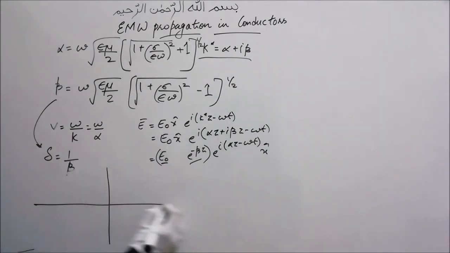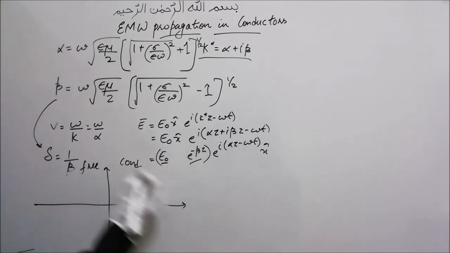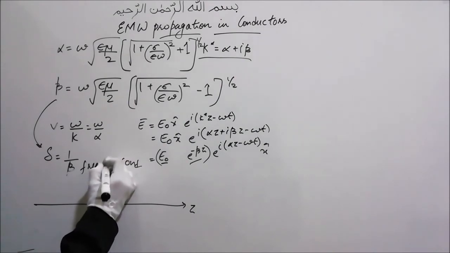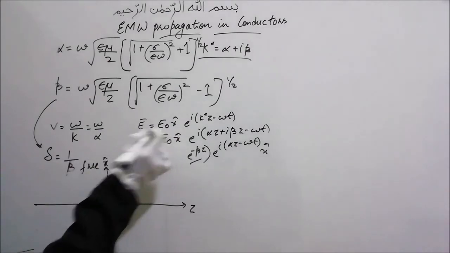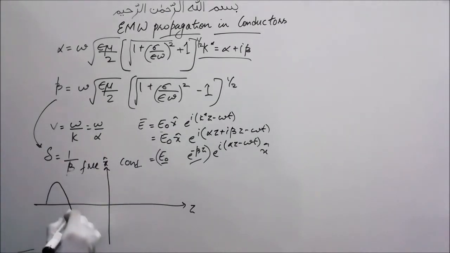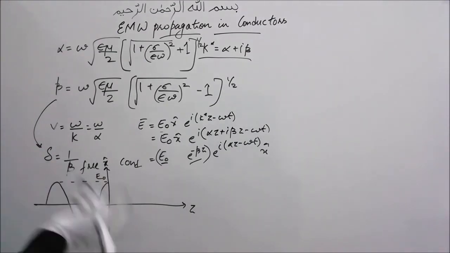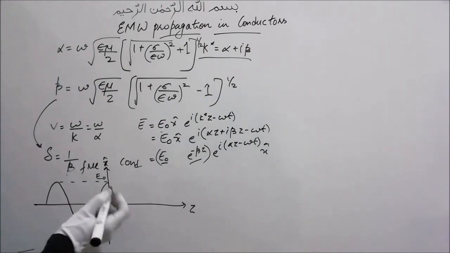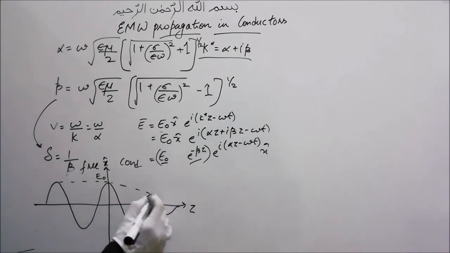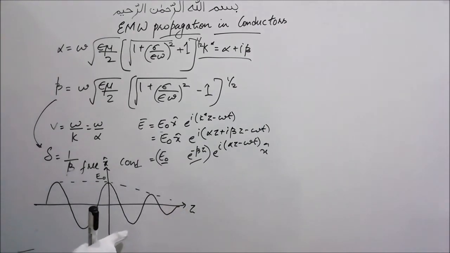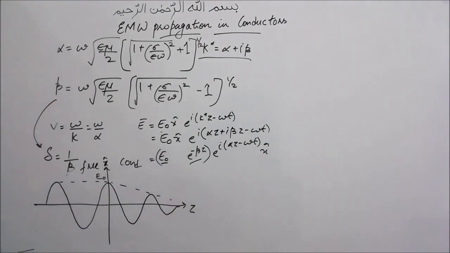So what happens is, if you have a conductor and you have free space, this is the z direction, which is the propagation of the wave. This is the x hat direction, which is the direction of the electric field. So in free space, the amplitude will be constant, just E naught. But when the wave goes inside the conductor, the amplitude starts decaying exponentially, as E naught e raised to minus beta z.